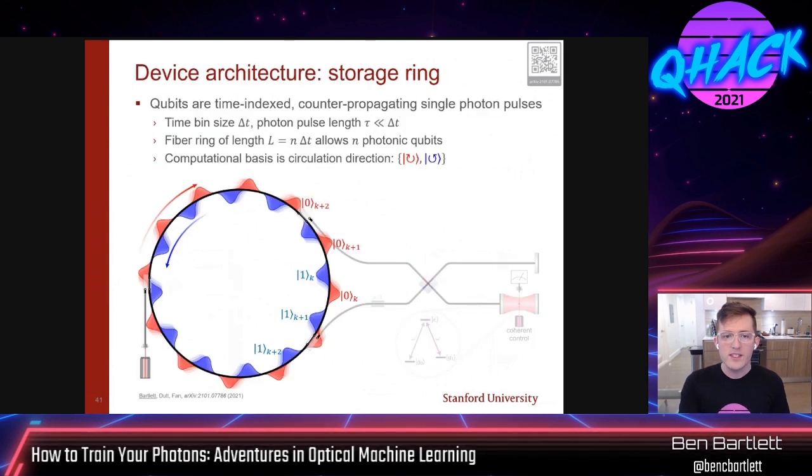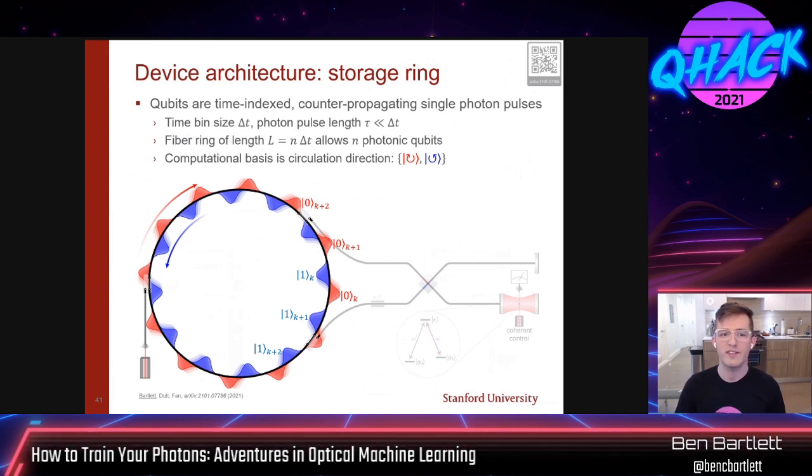So the device has 2 main parts. There's a storage ring and a scattering cell. And the storage ring is on the left. And in the storage ring, as you might have guessed, it stores the photonic qubits. And so the qubits are implemented as time-indexed, counterpropagating single photon pulses. So it's basically a bunch of photons going around in this ring, and then they're in some superposition of rotating clockwise and counterclockwise. The photons have a pulse length tau that fits within some time bin size delta t.